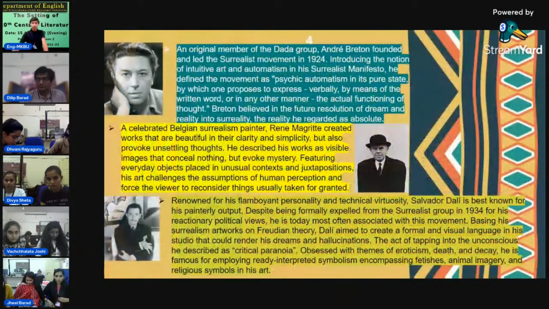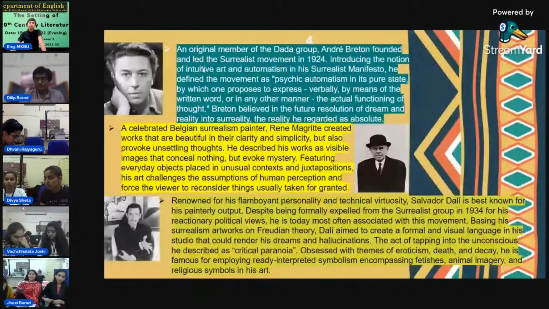And now the fourth one, the name got evaporated. Okay, so it is surrealism. Surrealism was also a very good movement, and it was also dealt with by Mayuri. An original member of the Dada group, Andre Breton, founded and led the surrealist movement. So he belonged to both groups, the Dadaism that we will discuss in further slides, and the surrealist movement in 1924, introducing the notion of intuitive art. So intuitive art or individualism is at the base of this modernist culture.